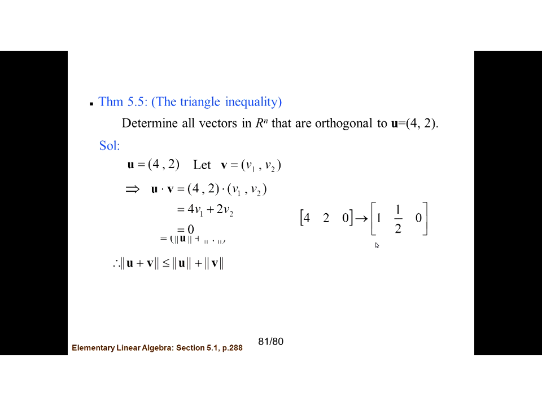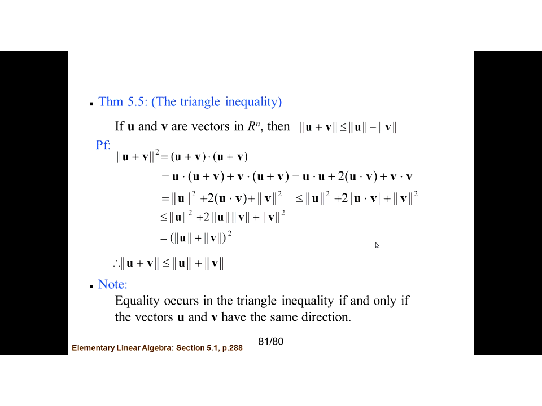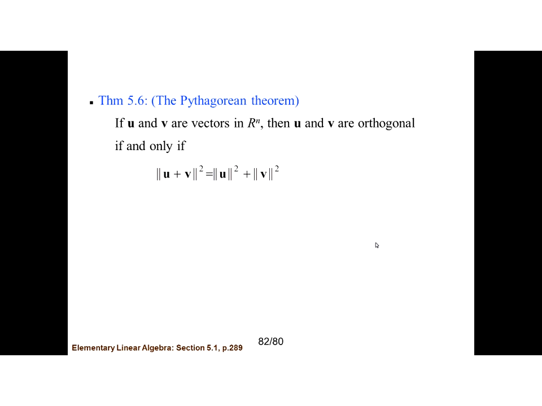So these are some examples. This is the triangular inequality. Some proof is given, and there is no need to read the proof. And this is the Pythagoras theorem for vectors. This is the end of the slides.